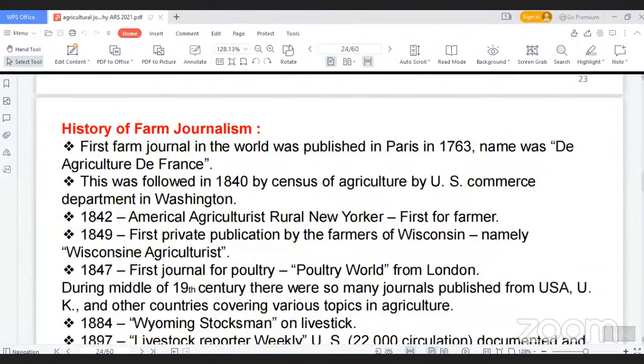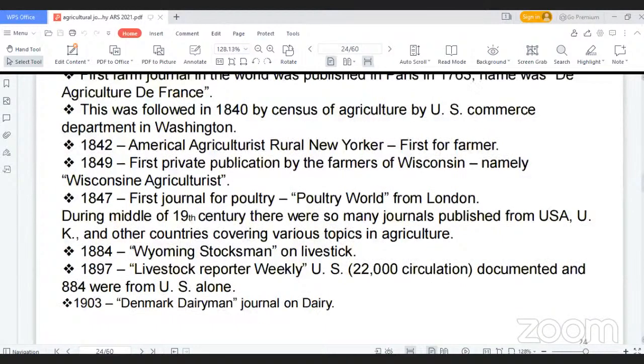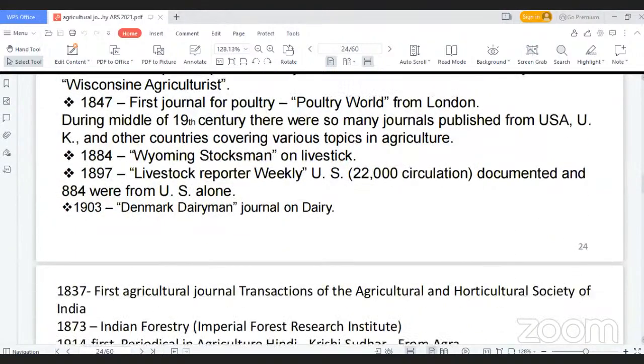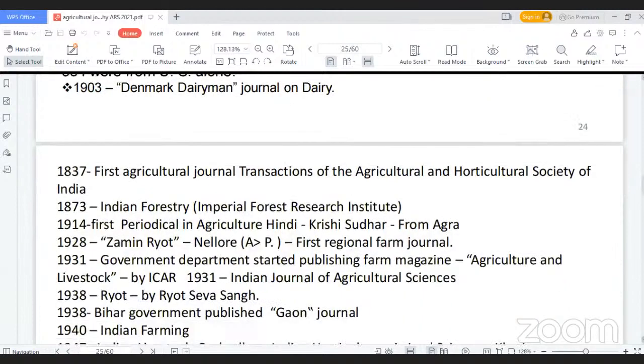Then the history of farm journalism. The first farm journalism was published in Paris, France, named Gazette d'Agriculture de France. It was followed by the Census of Agriculture in the US Department of Commerce. You just remember that D France, the agriculture one from France. This is the first farm journalism in the world. And the first agricultural journal in India was the Transactions of the Agricultural and Horticultural Society of India.